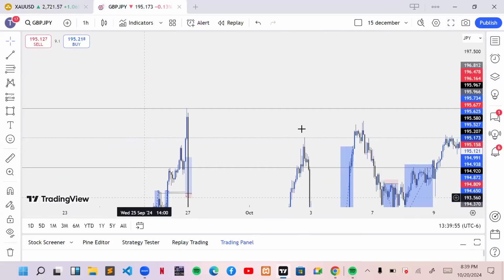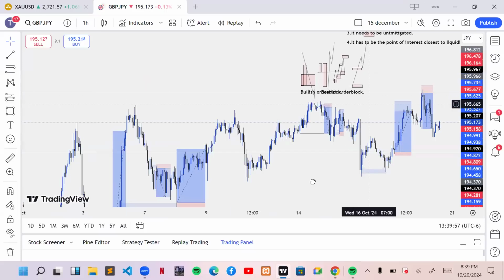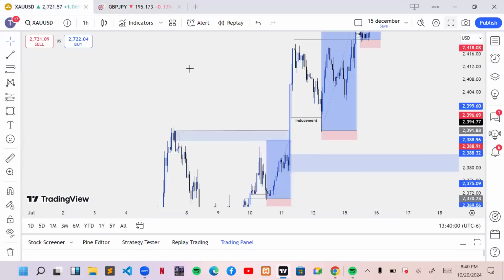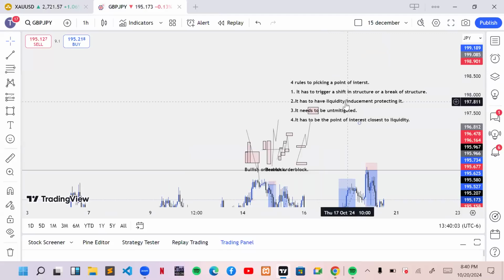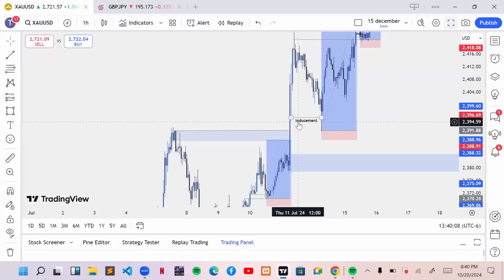Remember, the first rule says there has to be a break of structure or a market structure shift. Pay attention here. There's a break of structure clear here. Second rule says it has to have liquidity protecting it. Liquidity is this, our first pullback, which is this inducement.